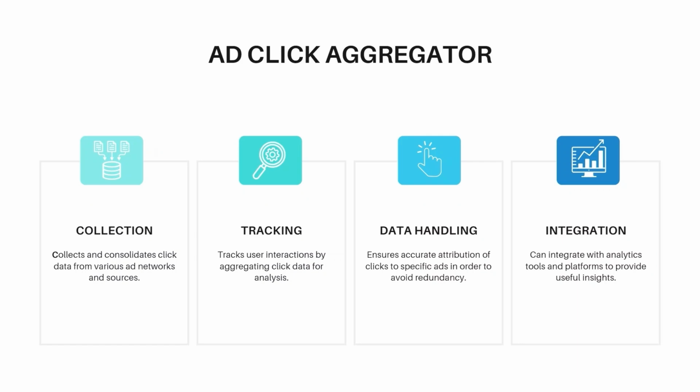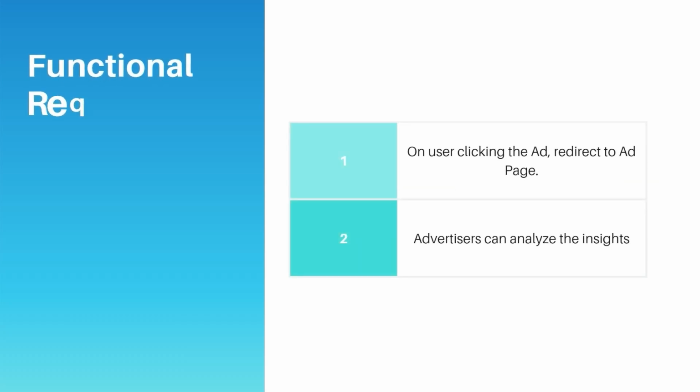Now let's move ahead towards what requirements we should consider for designing this system. Talking about functional requirements first, we are considering two as of now. The first one is that when a user clicks on the ad, they get redirected to the ad page. And the second one is that advertisers can analyze the insights.